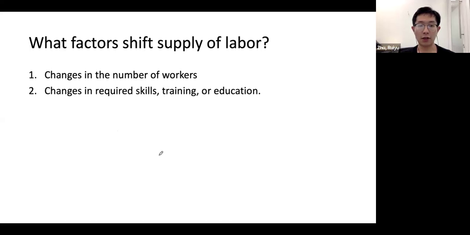And changes in required skills, training, or education will also shift the labor supply. Suppose we have a job that requires higher education or certain certifications, right? In that case, the number of people who are qualified for that work will decrease, so the labor supply will naturally decrease.